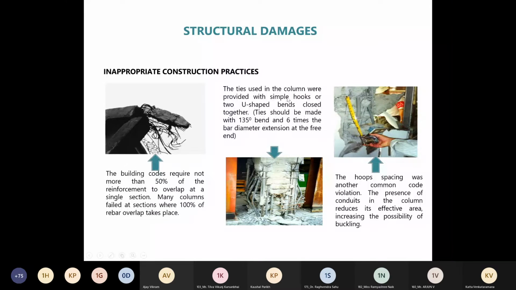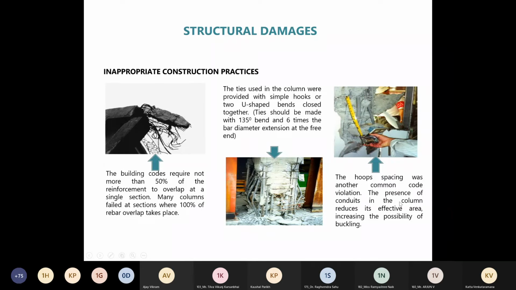Then the ties used in the column were provided with simple hooks or two U-shaped bends close together. Ties should be made with a 135-degree bend, 135-degree hook, and 6 times the bar diameter extension at the free end. That was not observed in many failure cases. Then spacing of stirrups. The hoops spacing was another common code violation.